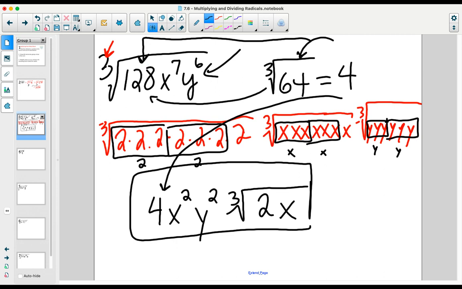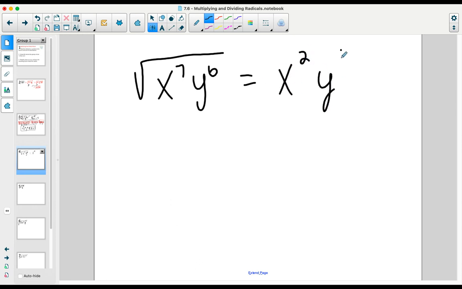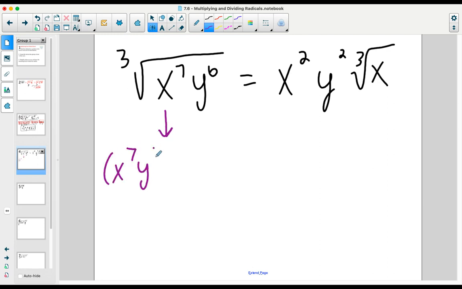The second thing I want to make note of is what happened to the variable part. So we're going to look at that separately. Here's the variable part, and that's simplified to x squared, y squared, cube root of x. This is where our understanding of rational exponents can help us. Remember, this expression is really just this.